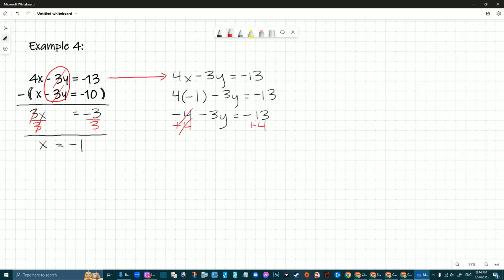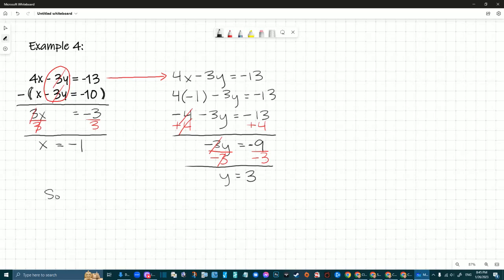On the left, those are going to cancel. So I get negative 3y equals, and then negative 13 plus 4, that's a difference of 9, and the bigger number is negative, so our answer is negative 9. Last, we divide out that coefficient, so both sides get divided by negative 3, and that's going to leave us with y on the left, and negative divided by negative is positive, and 9 divided by 3 is 3.